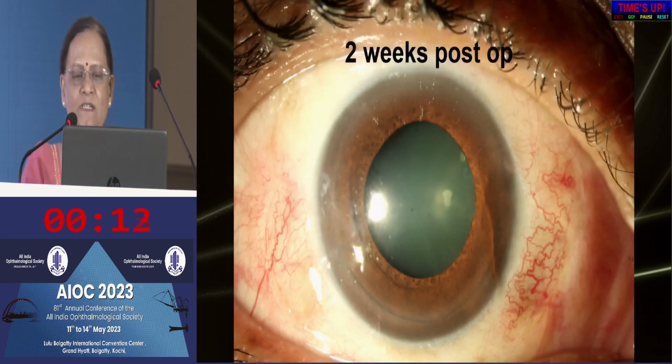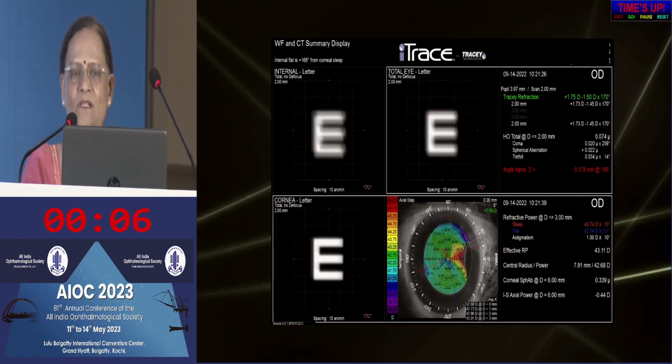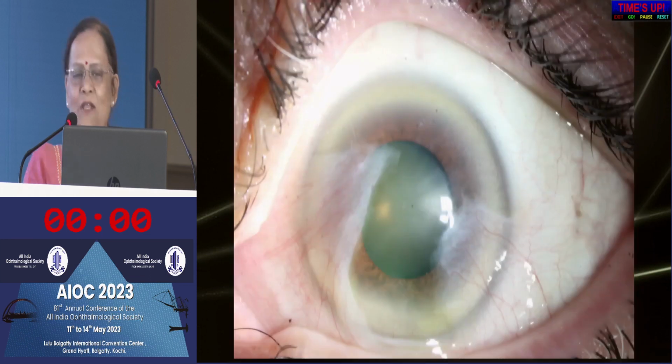This is the surgery we did, and 2 weeks, this is post-op. All the aberrations have gone, her astigmatism is gone, the quality of vision has improved. And this is an example to show you that if we had done the pterygium and the cataract simultaneously, you would have gone way off in your IOL power calculation.